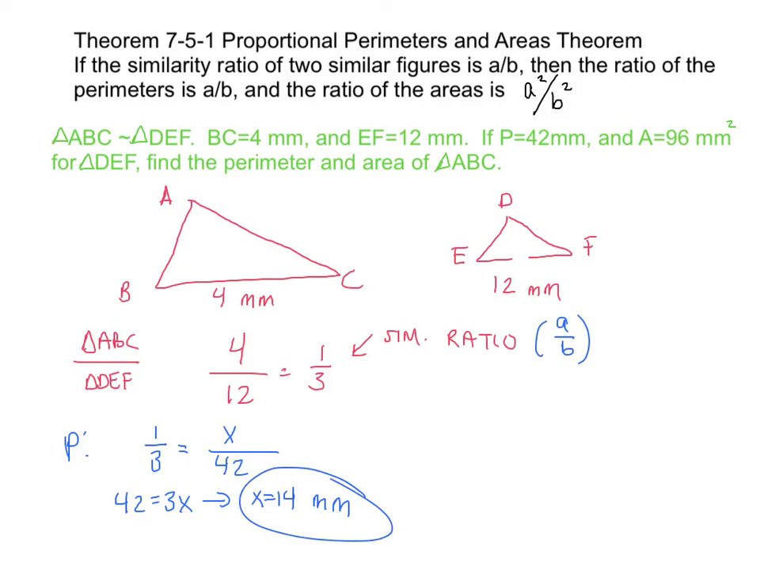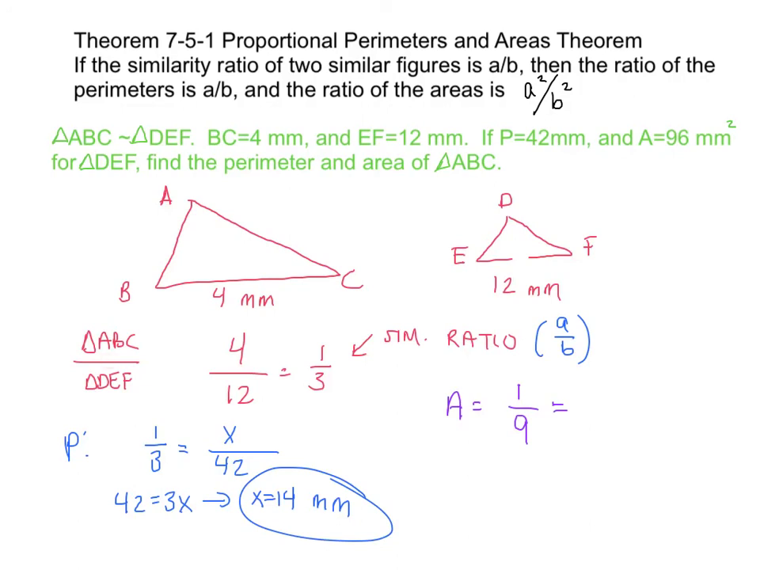Now for area, very, very similar. The only difference here is that it says that if the similarity ratio is A to B, then the areas have a similarity ratio of A squared over B squared. So instead of saying 1/3 right here, we need to square both of those numbers. We need to say 1 squared, which is 1, over, what's 3 squared? Well, it's 9. And we know that this is going to be equal to, now we set up that proportion.